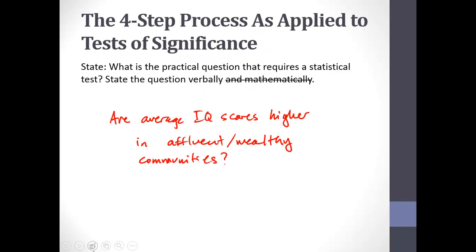So maybe I'll tack one other thing on to our verbal statement of the question. Is our average IQ score higher in affluent communities than in the population? So again, what we want to compare affluent and wealthy communities to is the population as a whole. Maybe that goes without saying, but we want to see, are these IQ scores in the affluent communities higher than they are in the whole population?